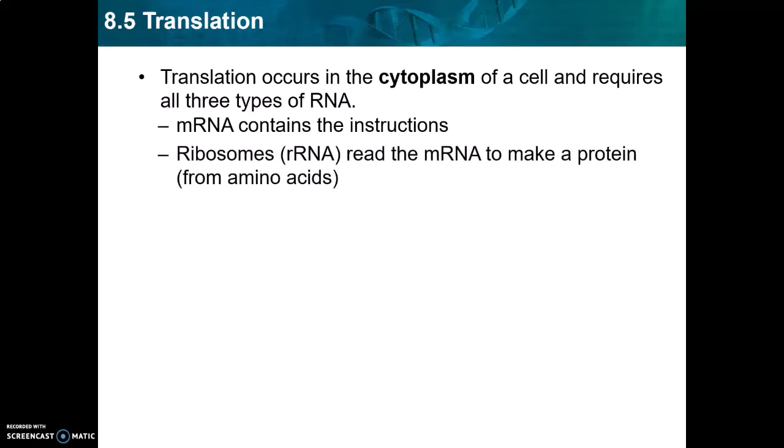The next type of RNA used in translation is going to be the rRNA, or the ribosomal RNA. That is what ribosomes are made out of. So the actual stuff that is constructing the structure of that ribosome is rRNA. The rRNA, or the ribosome's job, is to read the mRNA, which is the message, and when it reads that message, it uses the instructions to make a protein. That protein is made from amino acids, so tRNA, or transfer RNA, is what's going to bring the amino acids to the ribosome.